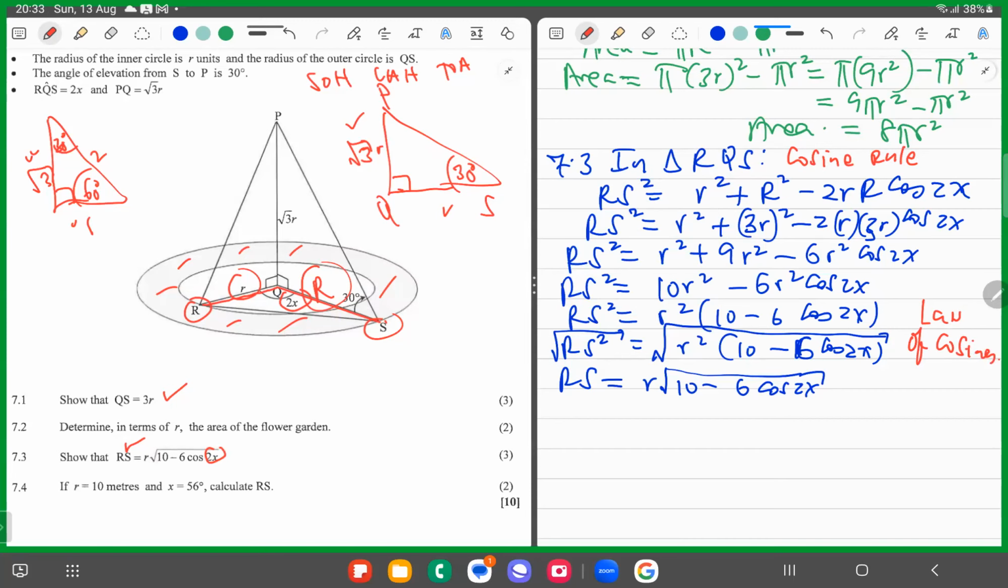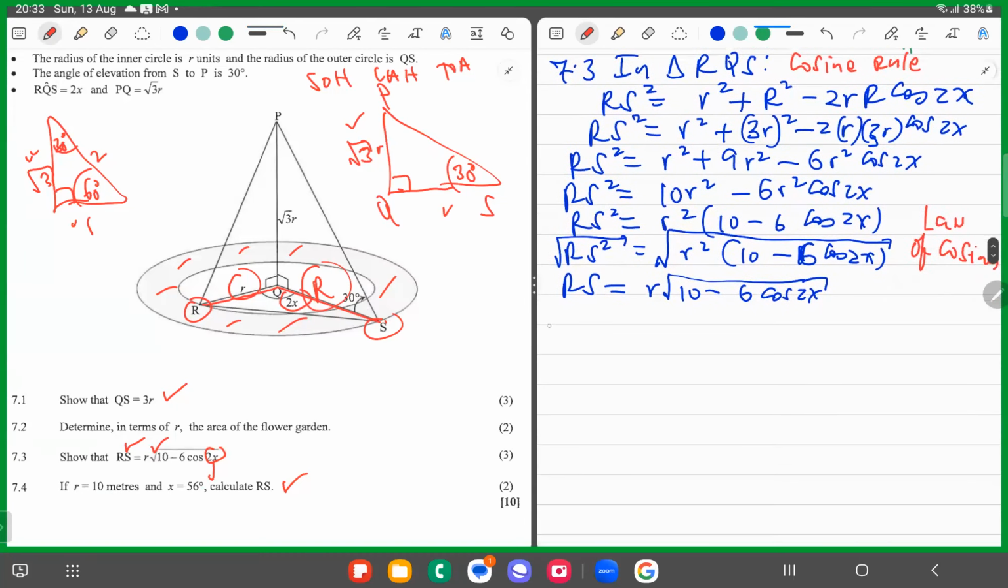7.4 now, we're going to look at the next one, RS. So if R is 10 meters and x is 56, you can just find the length of RS. So you're going to proceed to do that one. So that one is straightforward.